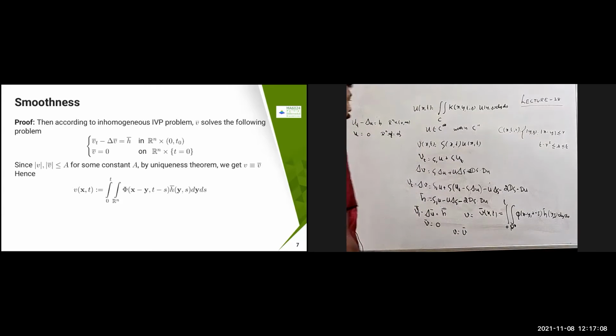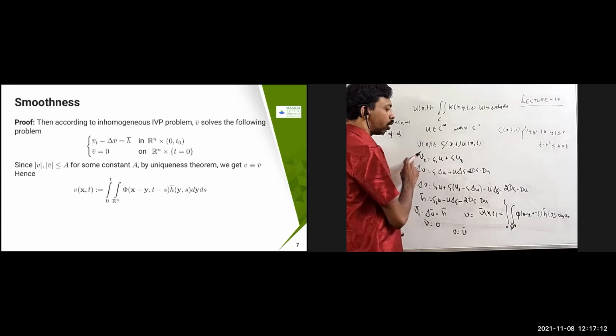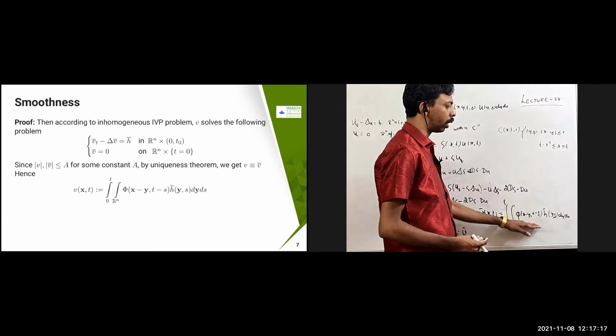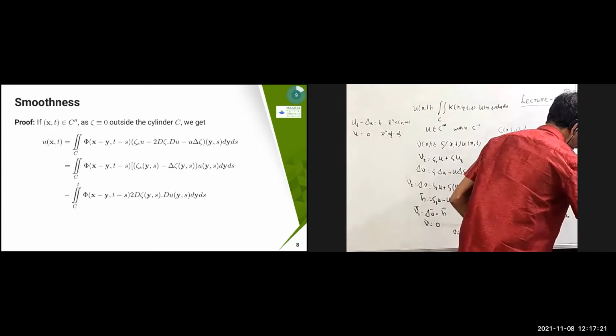Or in other words, you can say that by the mean value property, whatever satisfies v_t minus del v and v equal to 0 is going to satisfy this problem. That is going to give the solution in this way, v of x comma t. That's what we have. Okay, so next one.